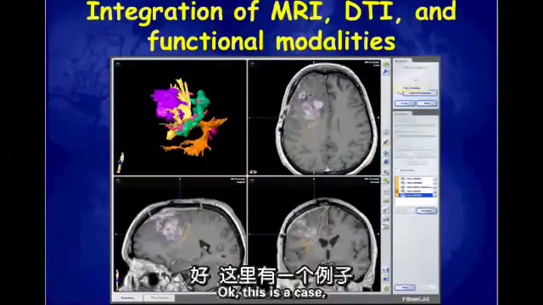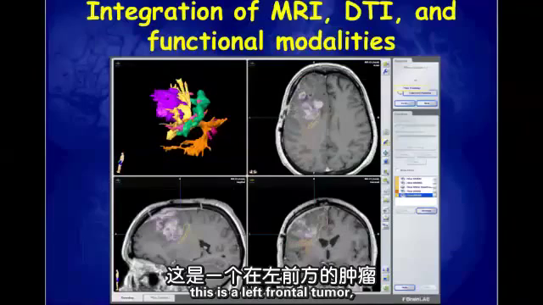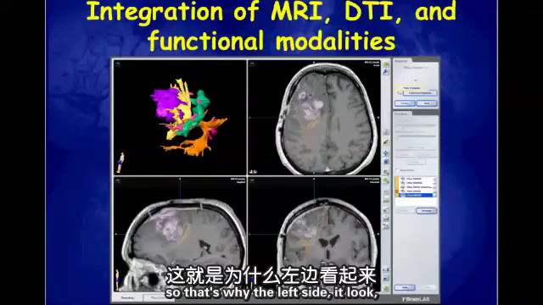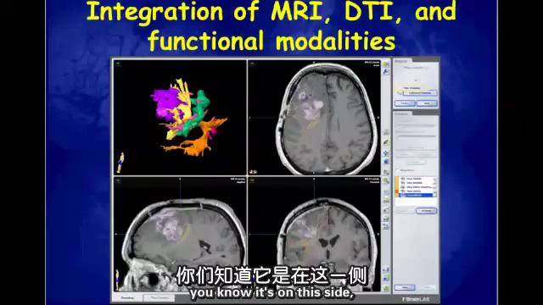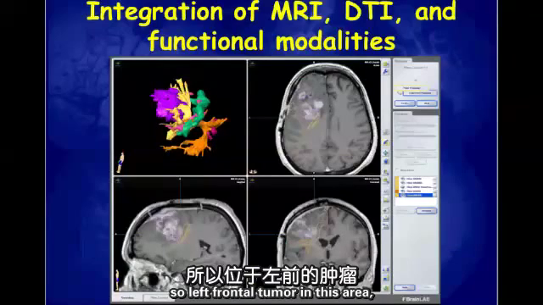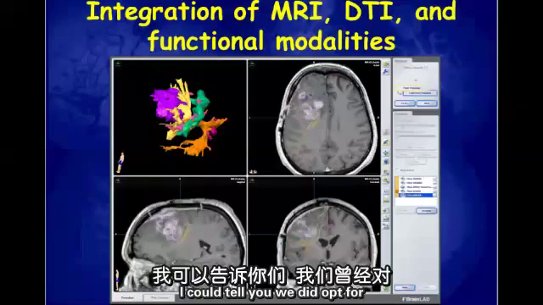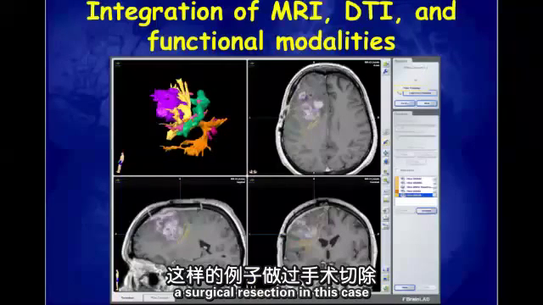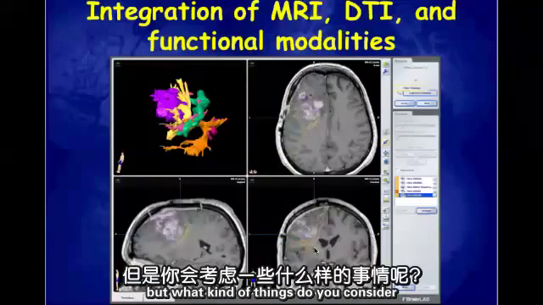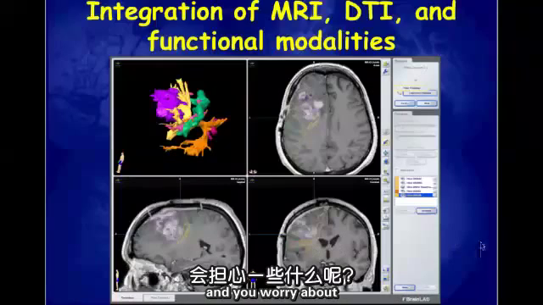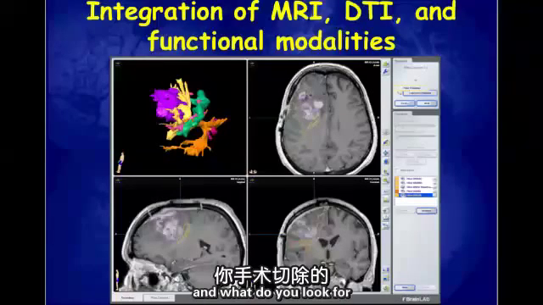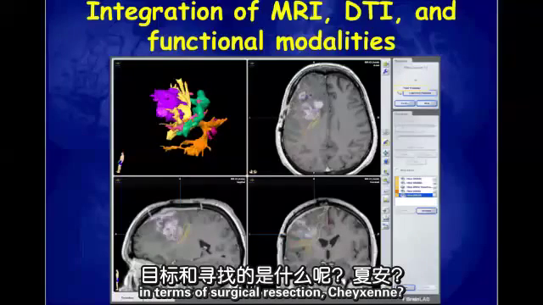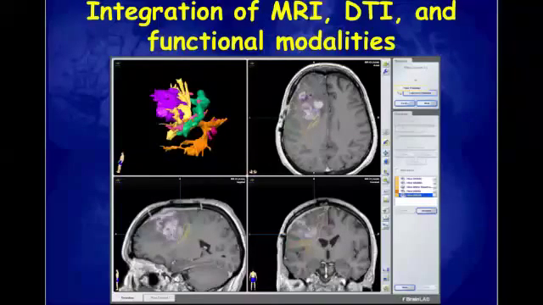Okay, this is a case. This is a left frontal tumor. This is a brain lab scan, so that's why the left side, it's on this side. So left frontal tumor in this area. I can tell you we did opt for surgical resection in this case, but what kind of things do you consider and do you worry about, and what do you look for in terms of surgical resection? Cheyenne.